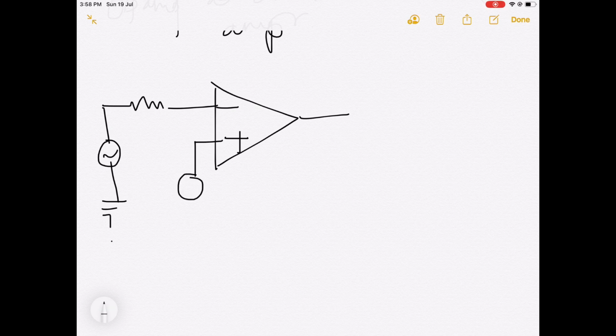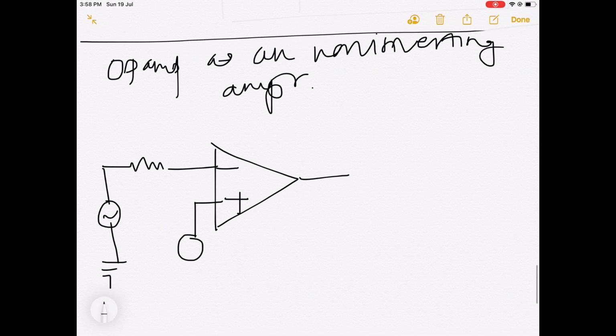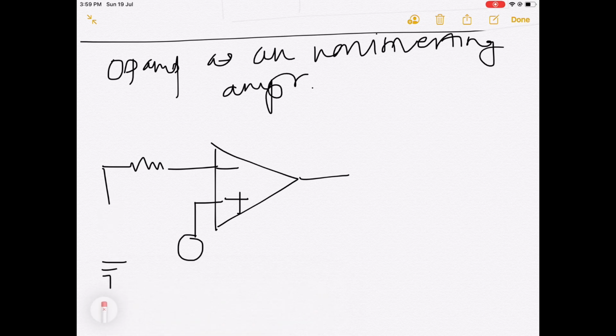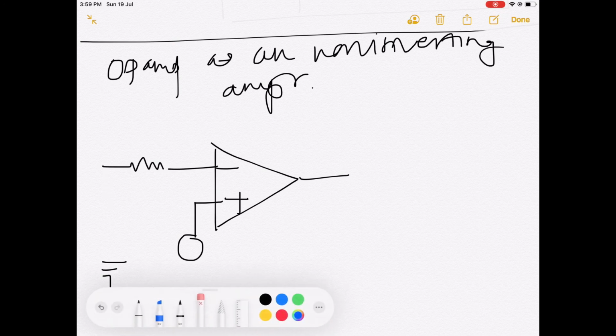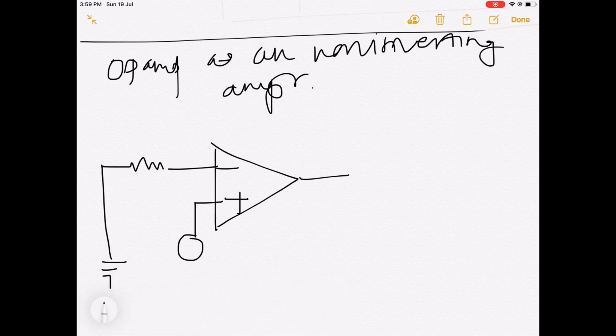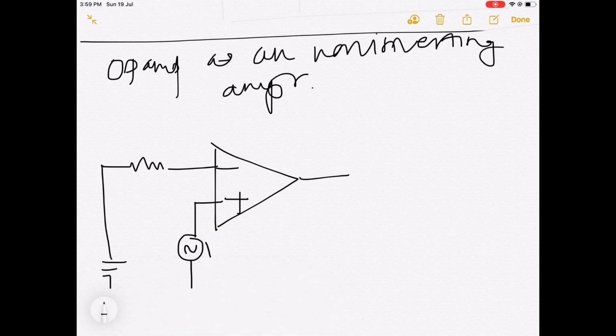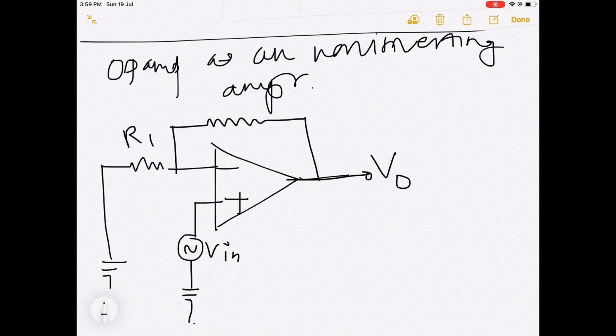So, suppose this circuit is a non-inverting amplifier. For a non-inverting amplifier, input should be applied to which terminal? Non-inverting. There is no input at the inverting terminal, so that is why this should be grounded. Here we are making the input Vin and this should be grounded. Then the RF and R1 components should be the same. So, this is VO, this is R1, this is RF.